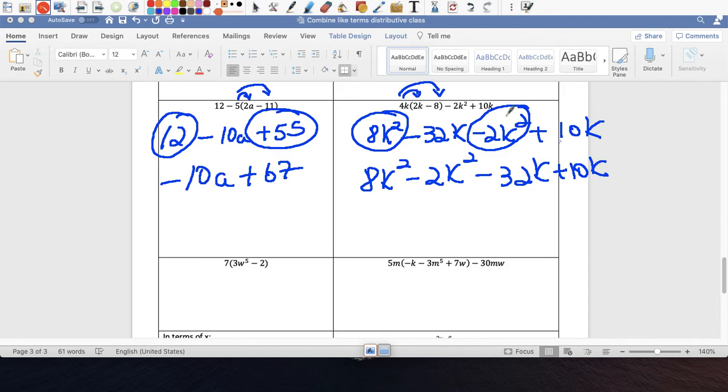So all my like terms are next to each other. And these two become 6k squared. And these two become negative 22k, or minus 22k. All right. Yeah, that's it.